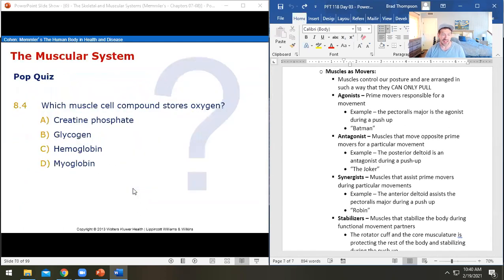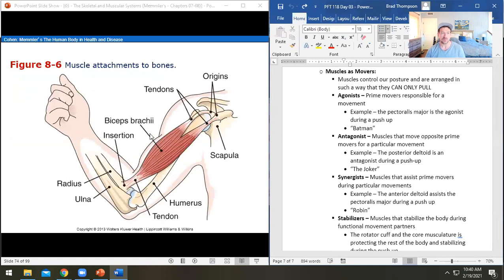Now, the last thing we're going to talk about here, looking at your muscles, is an overall picture. You can see this is your biceps, right?